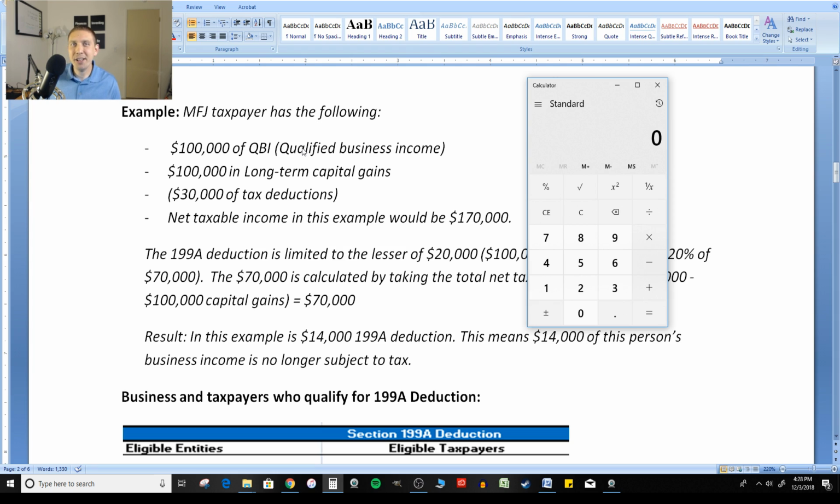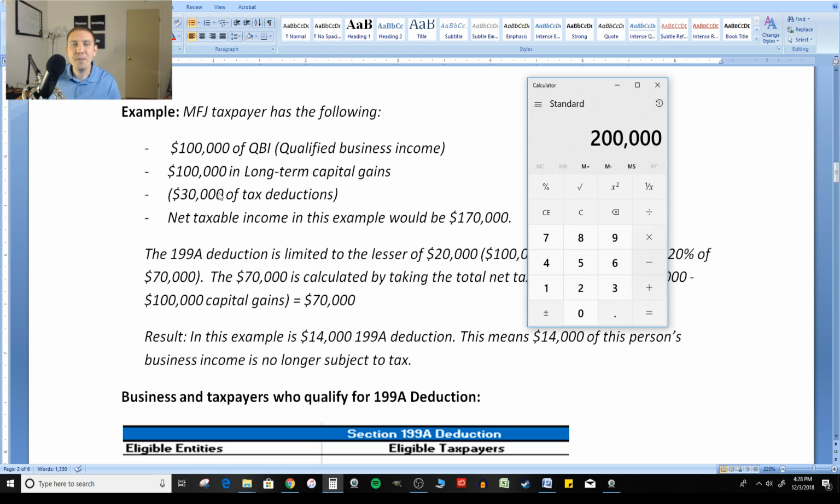Okay, let's look at a calculation example and let's see if we can make more sense of all this, because it's very confusing when you read it out loud. I had to read this several times to follow it. Okay, we have our calculator on screen now. Now let's look at an example and put these rules into place. So we have a taxpayer, married filing joint, with $100,000 of qualified business income from their business. So we're going to add $100,000. Then, this same person also has $100,000 in long-term capital gains. So we're going to add another $100,000 here. So now their total income before deductions is $200,000, right?